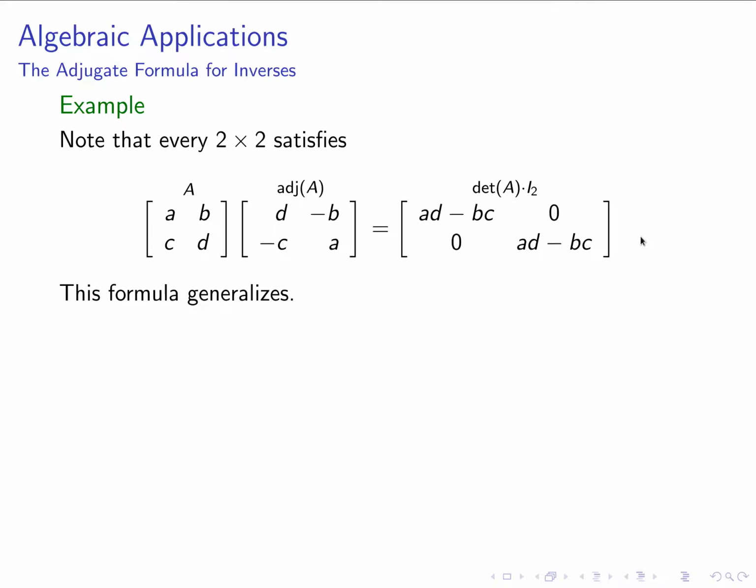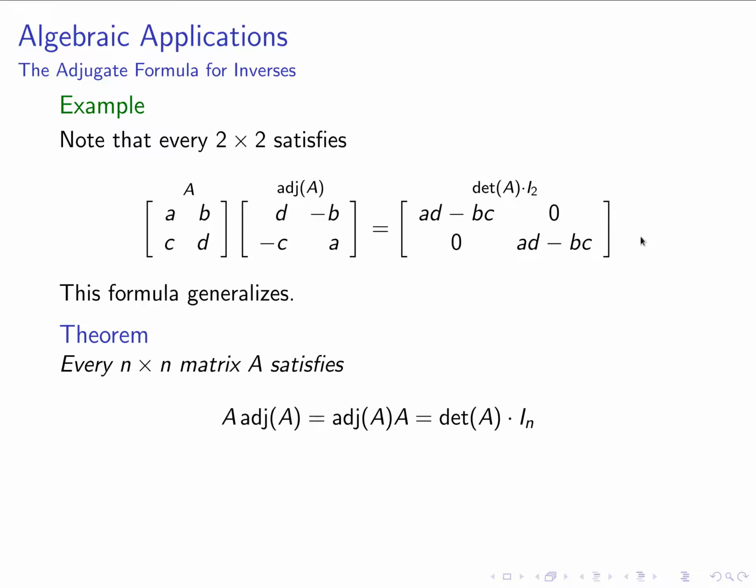It turns out this formula generalizes to a matrix of any size. Our major theorem about adjugates says that if we take any square matrix and multiply by the adjugate on the right, that's the same thing as multiplying by the adjugate on the left. And the result is always the determinant of our matrix multiplied by the identity matrix. If we think about this formula for a moment, we might realize there could be some utility here.